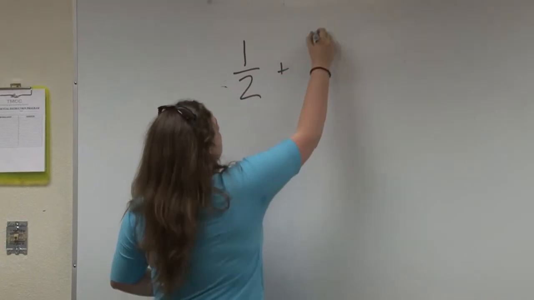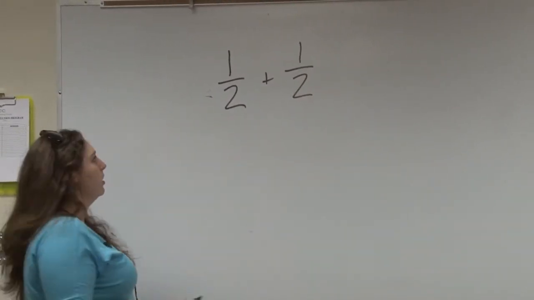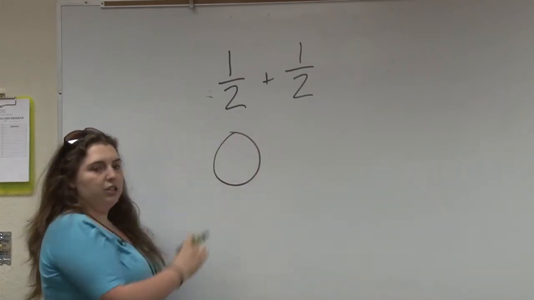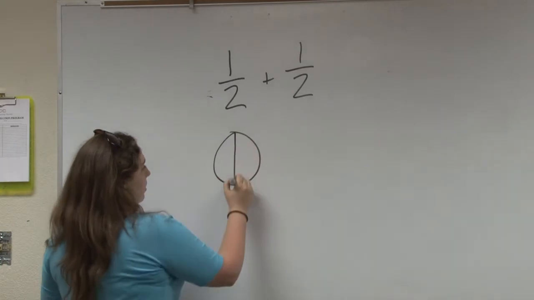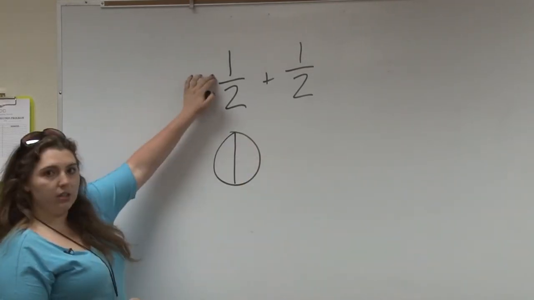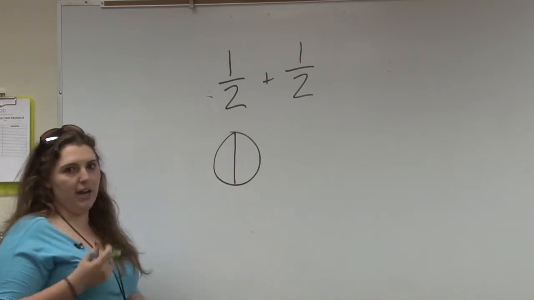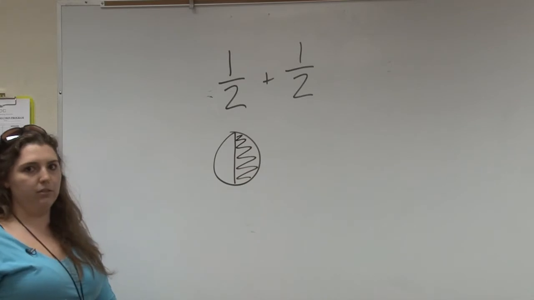1/2 plus 1/2. Well, if we represent this as a picture, each fraction, the bottom number, is telling us how many parts of the whole we have. So in this case, we have 2 parts of a whole object. The number on top is telling us how many we're actually looking at. So in this case, only 1/2.